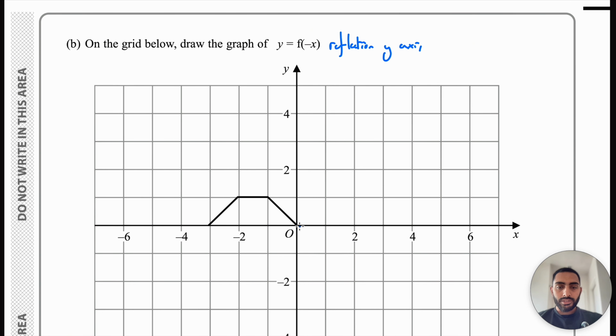So this point is going to stay exactly in the same place. This is 1 unit away from the y-axis, so it's going to appear here. That will be over here. And this one is 3 away from the y-axis, so it'd be there. And then I'll just draw that on.